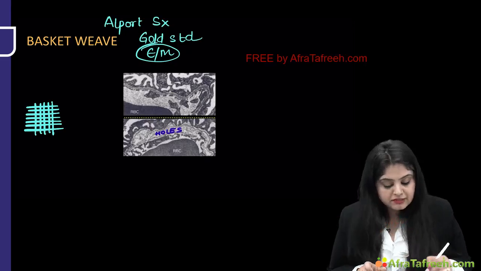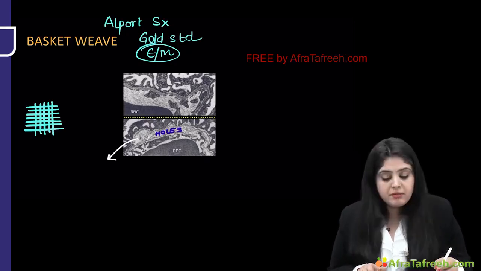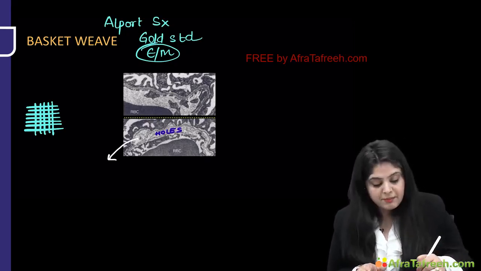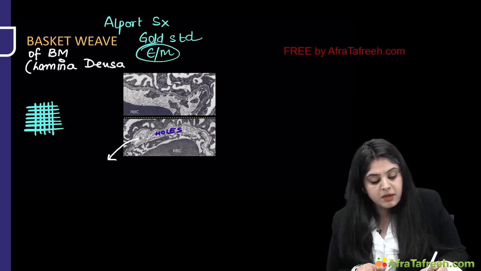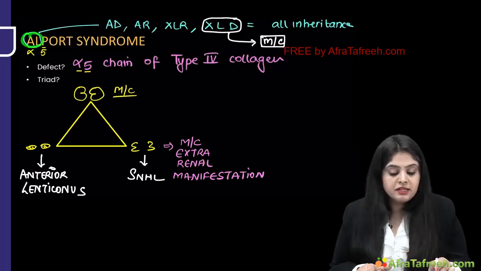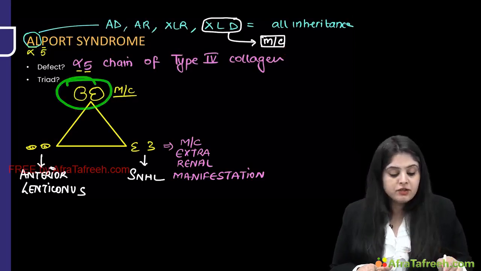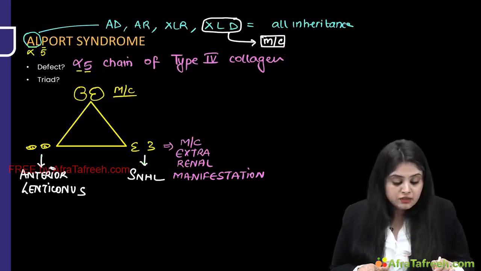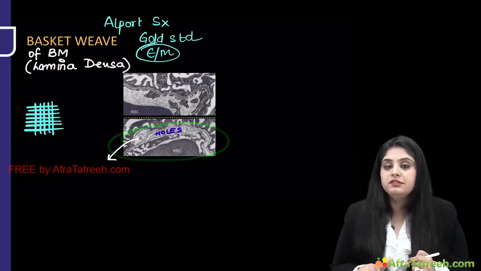And please remember now, guys, that this is going to happen in which layer of the basement membrane? This happens in the lamina densa. So remember, there is a basket weave pattern of the basement membrane, and that happens in the lamina densa part of it. So repeating, when I'm talking about Alport, it has all the inheritances. It has Alp, that is alpha penta, alpha 5 defect. It has a triad of kidney, eyes and ears. Kidney is the most common organ affected, and that shows you the basket weave appearance.